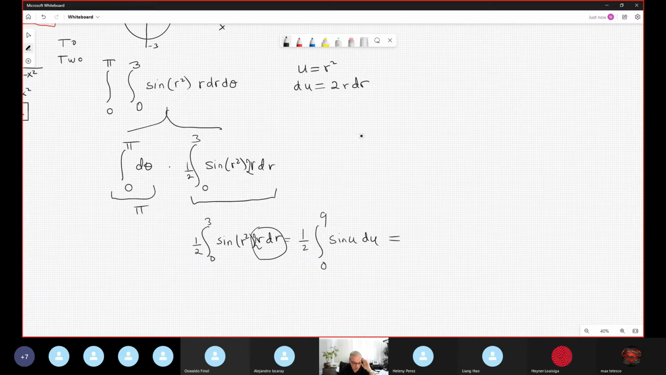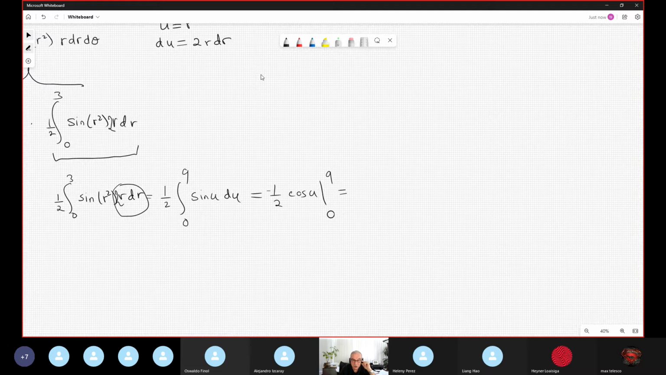And the antiderivative of sine is minus cosine. So, minus cosine, 1/2. Don't forget the 1/2. Minus cosine u, evaluating between 0 and 9. So negative 1/2, I consider it in the front, cosine 9, that is 9 radians, not degrees, minus cosine 0. Cosine 0 is 1. Therefore, my final answer is negative 1/2 times the quantity cosine 9 radians minus 1.